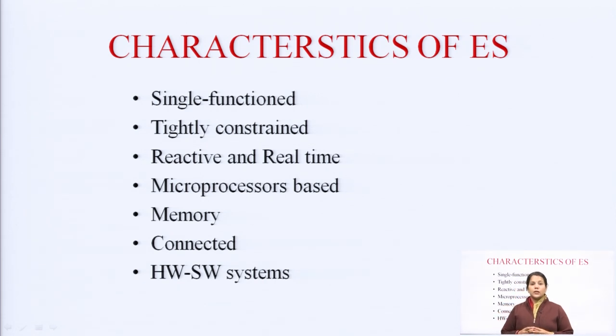Connected means all the components being used in the embedded system application are connected to each other. Means the output of any component is acting as the input to another one and vice versa. In this way, all these components used in any embedded system application are connected to each other. Hardware, software systems means any embedded system, as I have already defined earlier in the technical definition, is a combination of hardware and software. So, the hardware and software go side by side in any application. So, these are the characteristics of an embedded system.